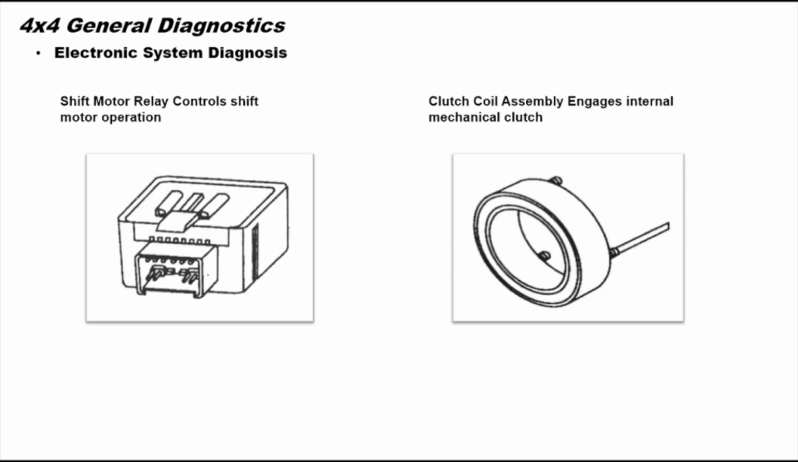The shift motor relay is controlled by the transfer case control module or the GEM module and controls the operation of the shift motor during shift changes. The clutch coil assembly is controlled by the GEM module on Ford systems through the torque-on-demand relay. The purpose of the clutch coil assembly is to engage the inner mechanical clutch in the transfer case as needed.